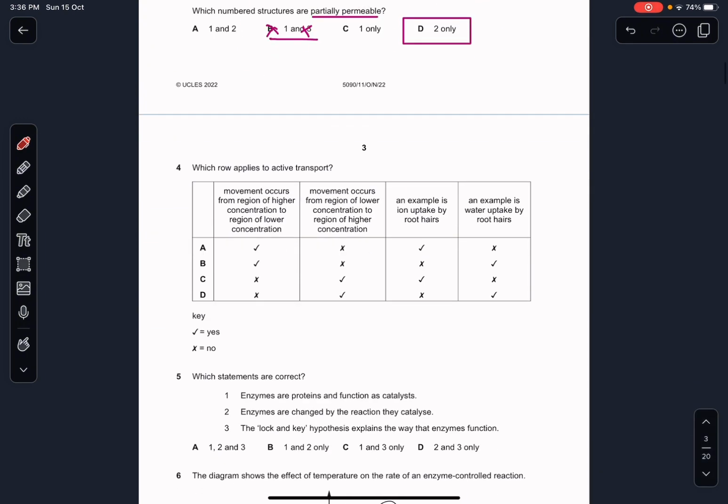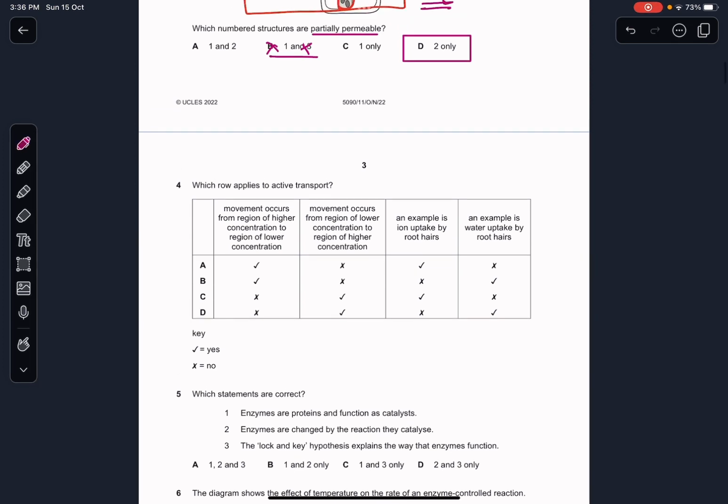Okay, next we have, which row applies to active transport? Movement that occurs from an area of higher concentration to a region of lower concentration. No, this is what the natural phenomenon of diffusion and osmosis is. So this would not be the answer. So C and D can be correct. Just a minute. Yes, so C and D can be correct.